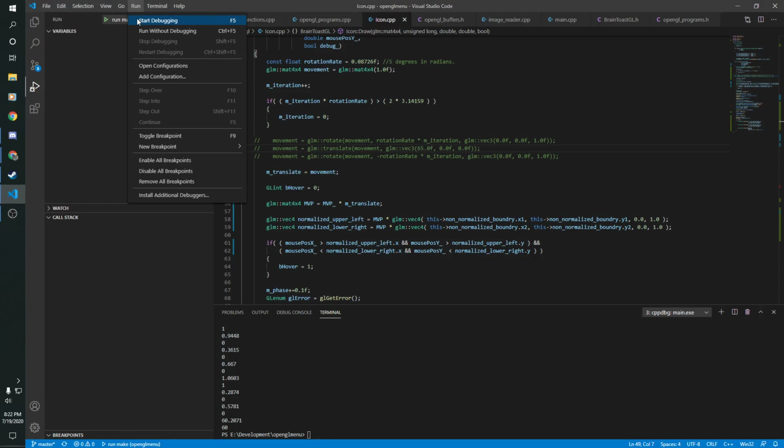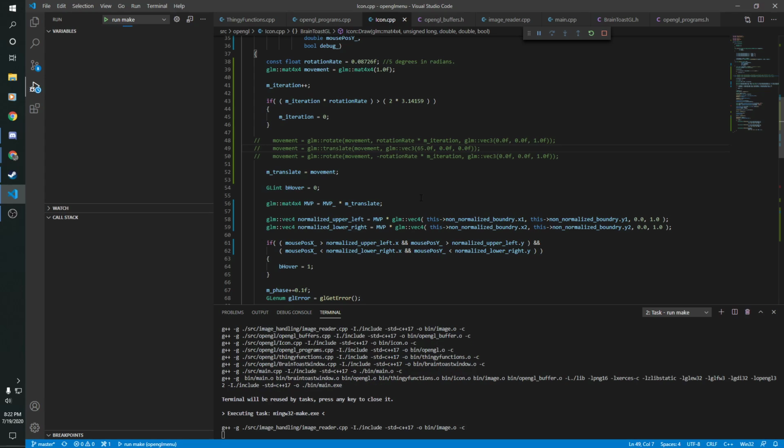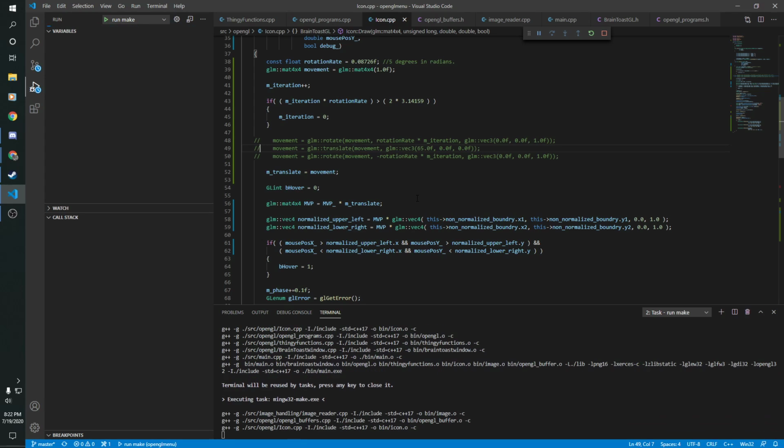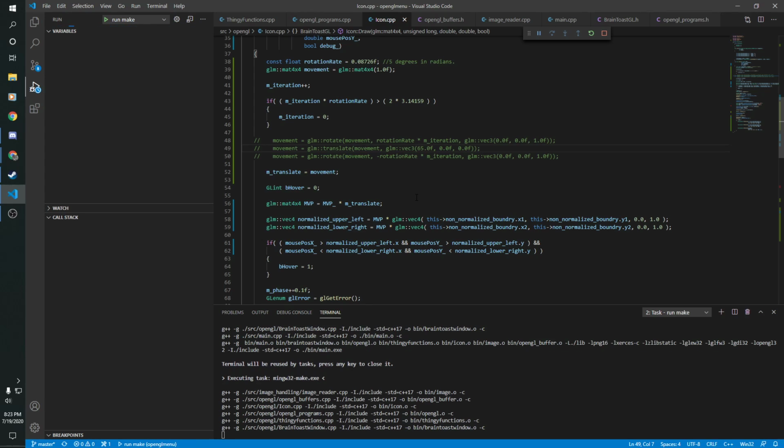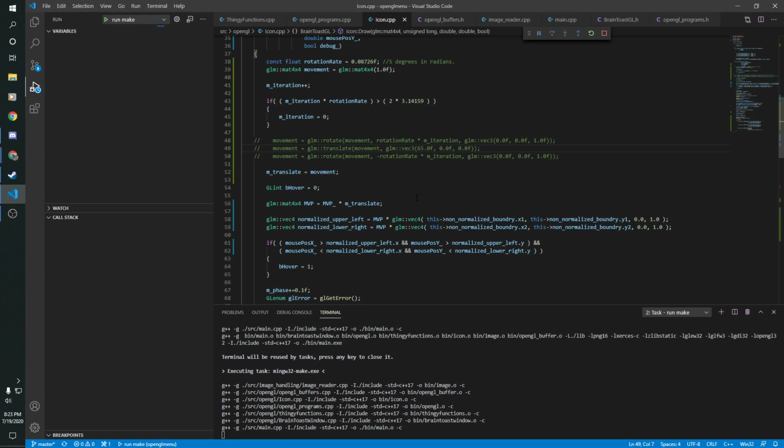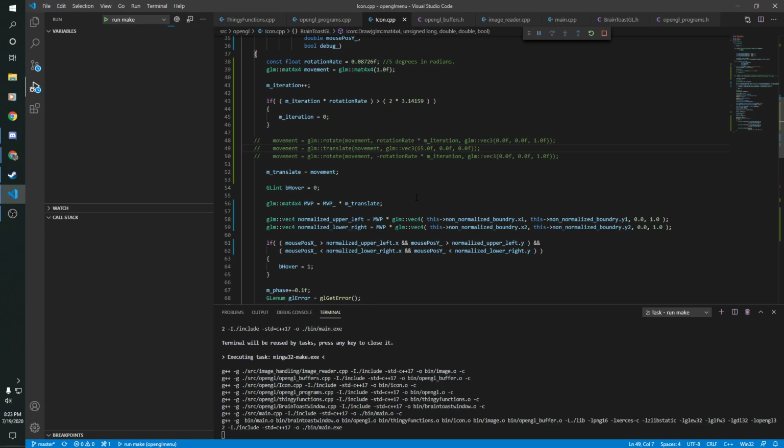Okay guys, so I solved the problem with the icon. Just to recap, we've got our icon built with OpenGL, and we've got a little function in there that will tell us when our mouse cursor's over the icon. Give it a second to start up here.